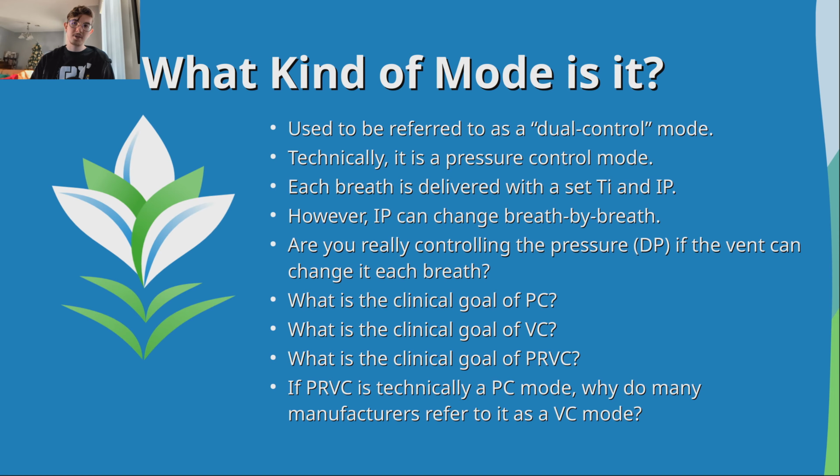Now, yes, your CO2 clearance will be a little more variable. That may or may not matter depending on who the patient is and their acid-base status and that kind of stuff. What is the clinical goal of volume control? Why would you put a patient on volume control? You would put them on volume control generally because they need a stable CO2 clearance.